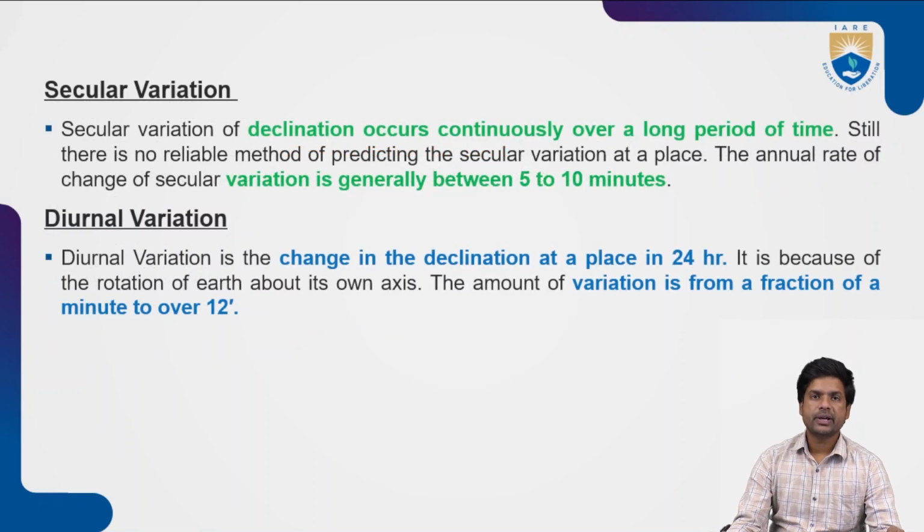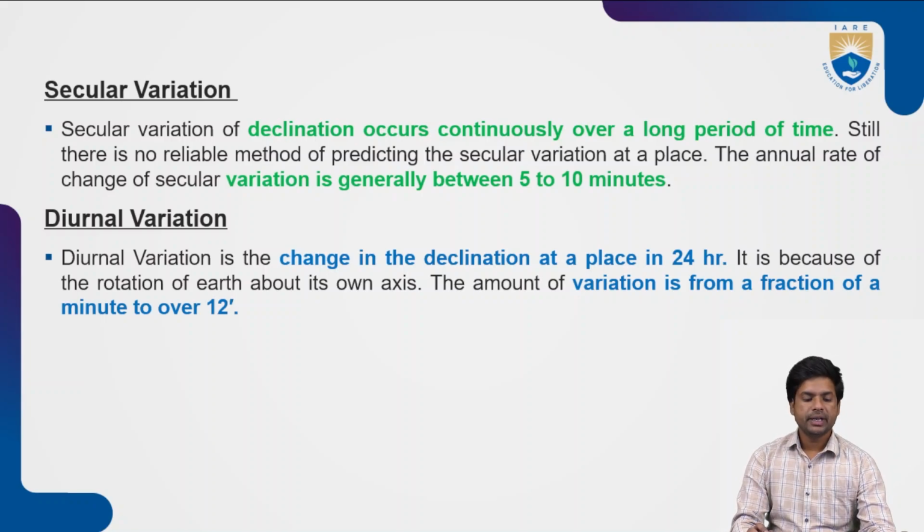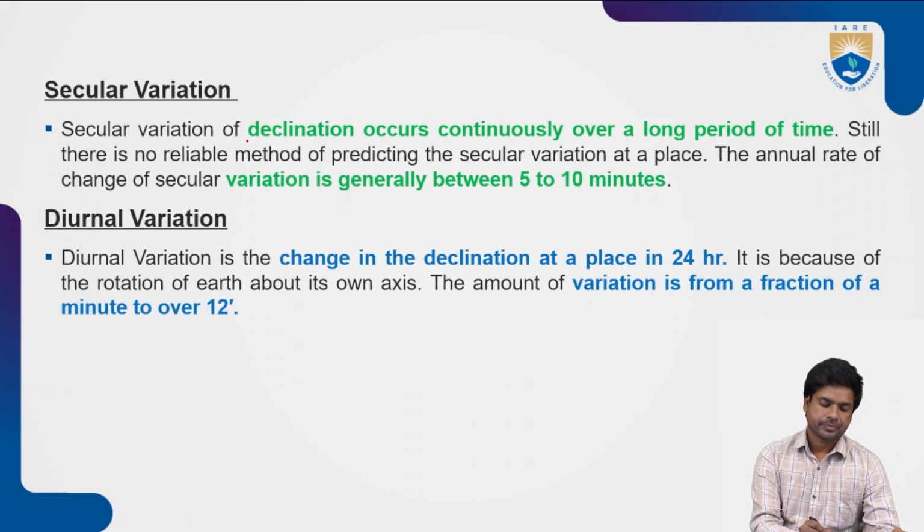Next, secular variation. Secular variation is a type of variation where the declination occurs continuously over a long period of time, more than 1 year. The declination, or the variation, is observed over a time period of more than 1 year.